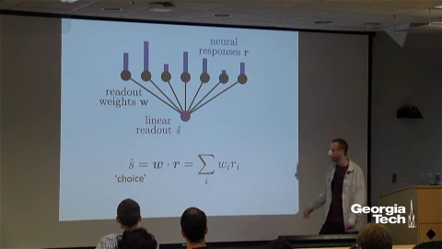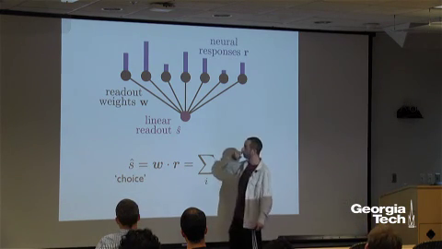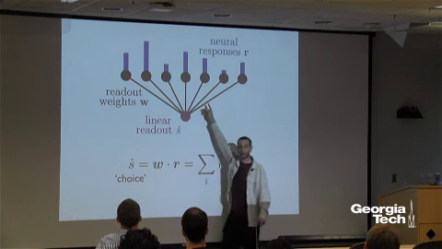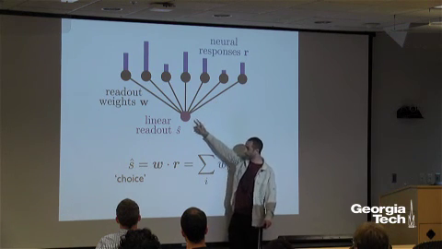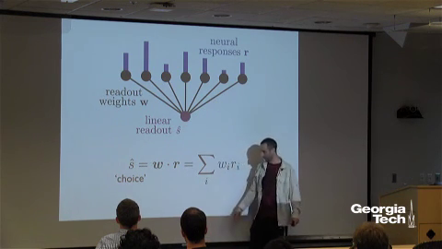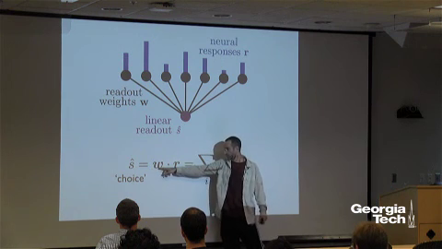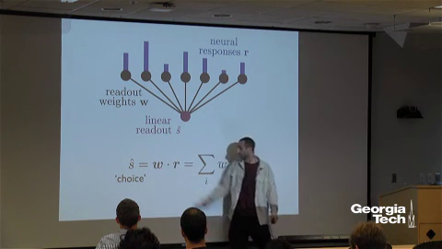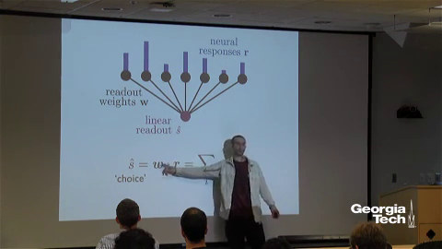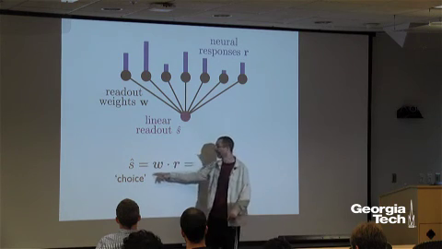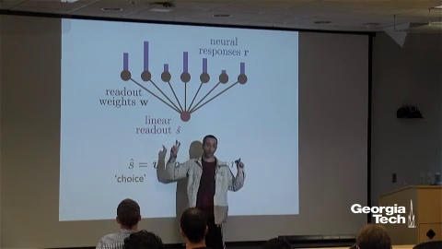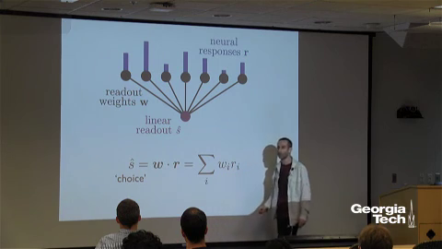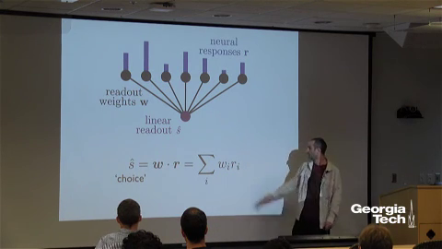So if you have a linear decoder, you have your neurons up top, and then you take a weighted sum to get your linear readout here. All right, so we can view the effective decoding weights as W. You take the inner product between W and your responses, and you call that your choice. It's a continuous choice. This is your estimate, S hat, of the stimulus.